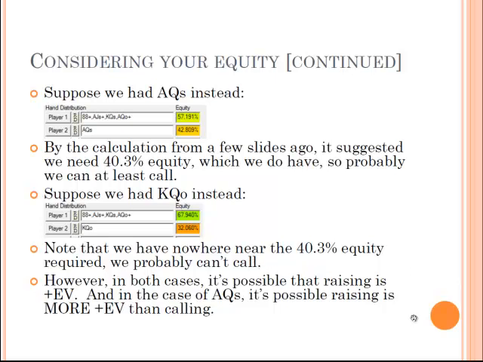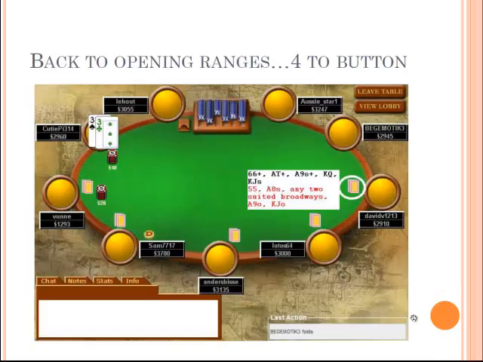Okay, so these are more opening ranges. So from the button, from the low jack, when I say any two suited broadways, I mean Broadway cards, I mean any card from 10 through ace. So there's going to be a lot of terminology, and sometimes I'm probably going to use terminology that I might not have explained. But you can always ask me or just Google it. It should be easy to find. So any two suited broadways, yep, so these are the ranges.